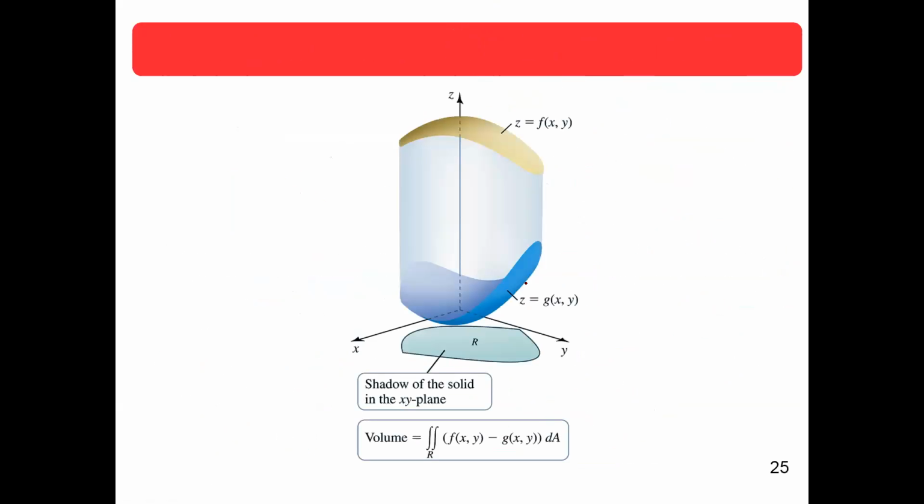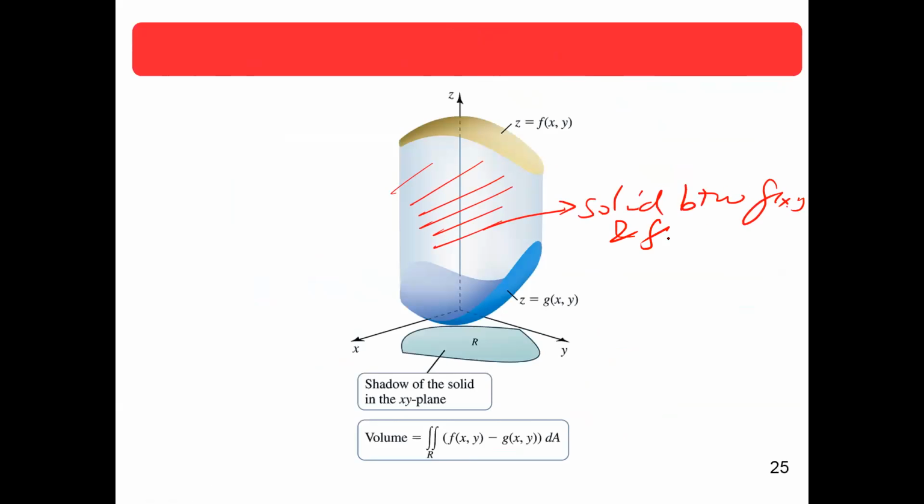All right, in the end, let's talk about the volume of a solid between surfaces. It's easy to see here. Now, suppose this is a solid. The solid is actually between two surfaces, between g of x,y and f of x,y. So for the volume, over this region R, the volume will just be the double integral of the difference of those two functions over R, dA.